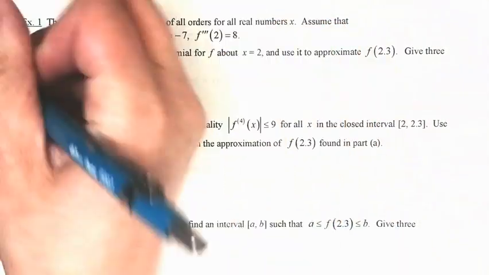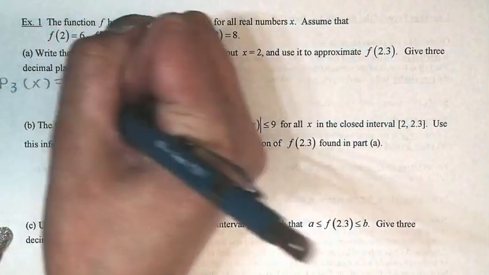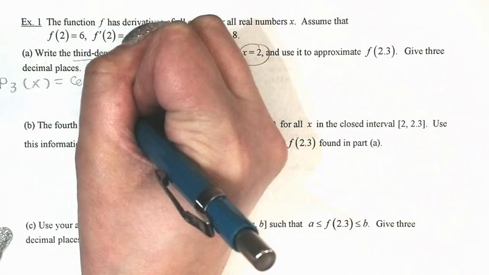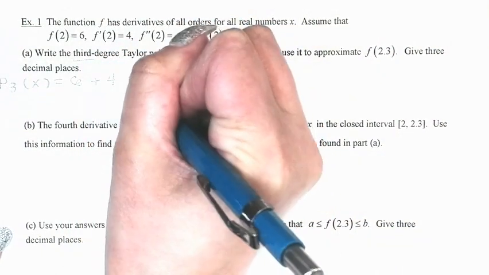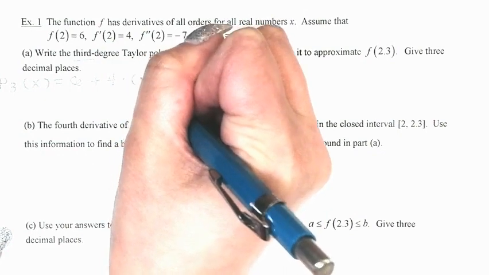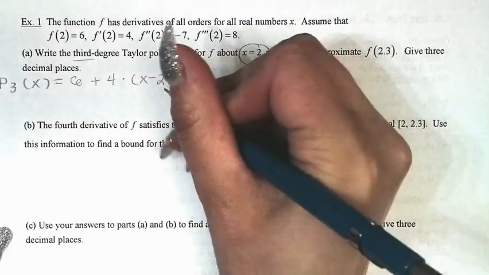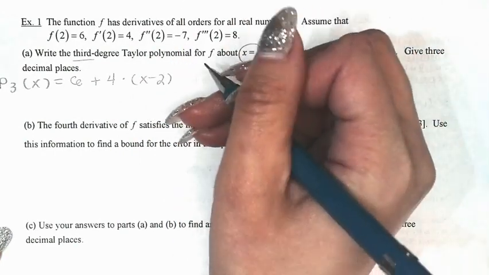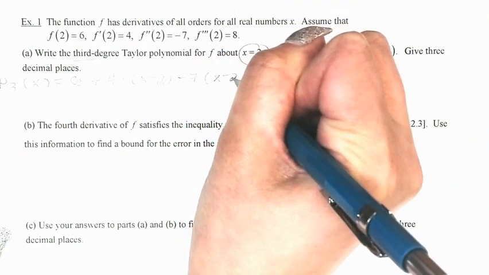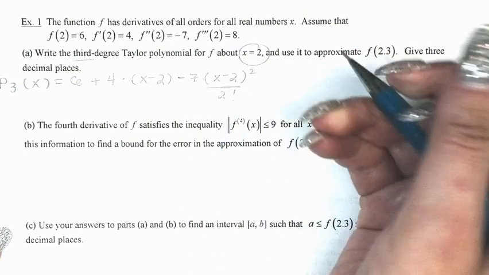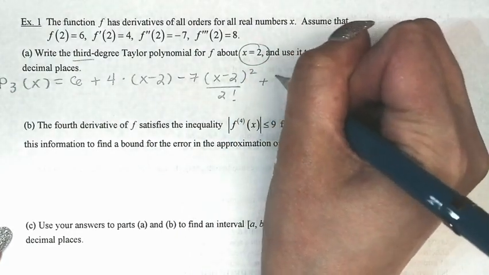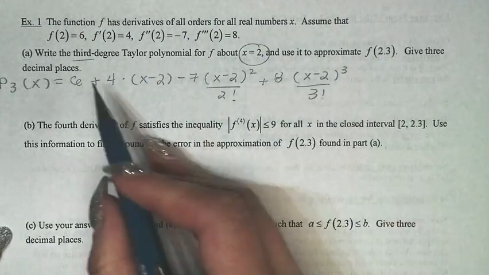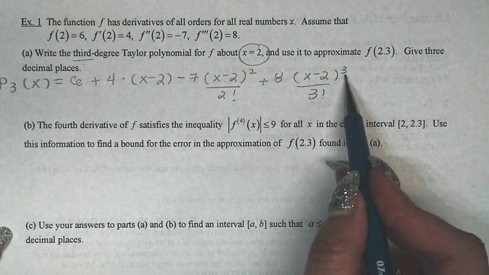First, you're going to find your polynomial of degree 3, centered at 2, so you start with f of 2. f of 2 is 6, plus f prime of 2 is 4 times what? You know that that's going to be (x minus 2), because that's the center, right? The 2. After that, the third term is based on the second derivative evaluated at 2, which is negative 7, times (x minus 2) to the power of 2 divided by 2 factorial, and then plus 8 (x minus 2) to the power of 3 divided by 3 factorial. So this is your polynomial of degree 3, okay, but that's not it.